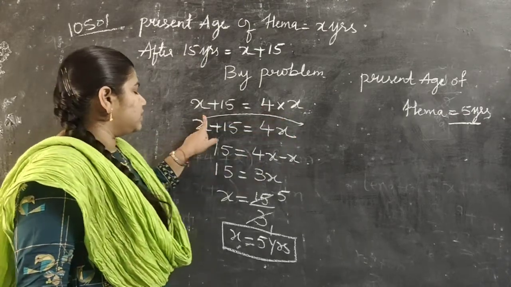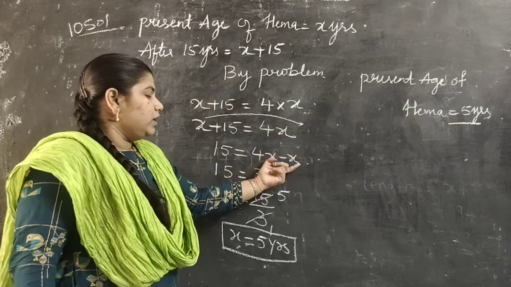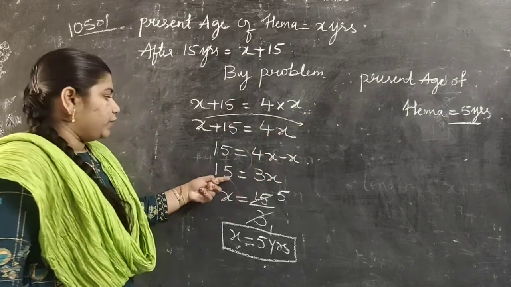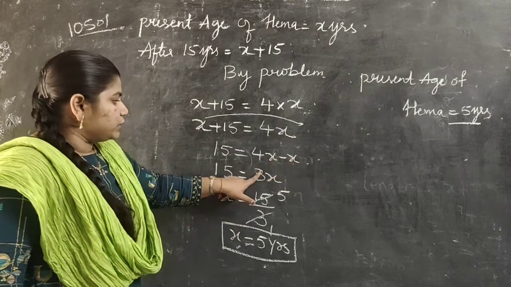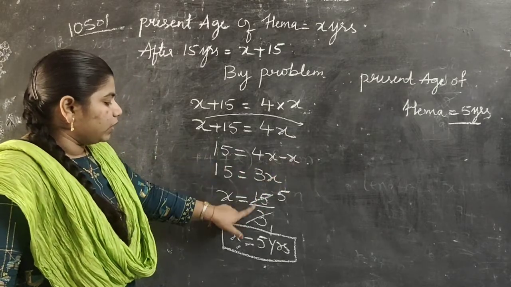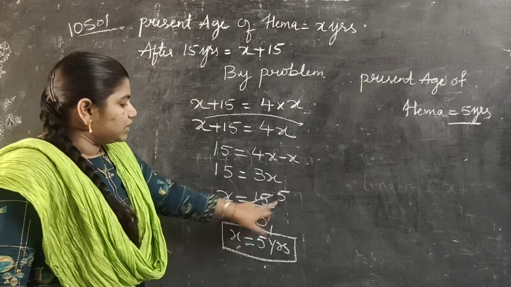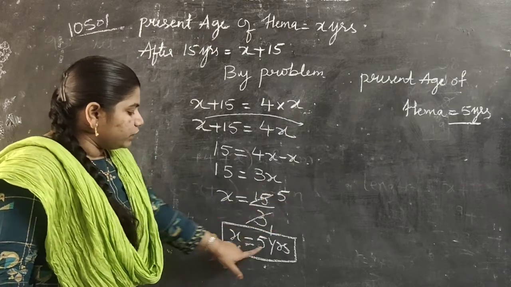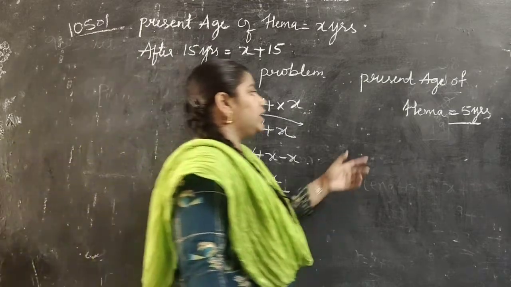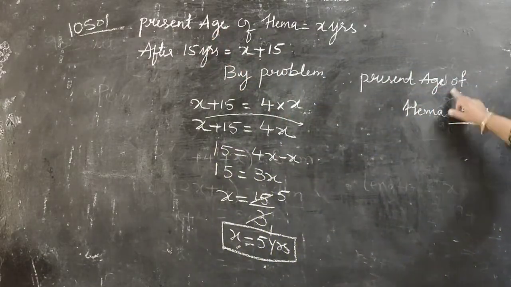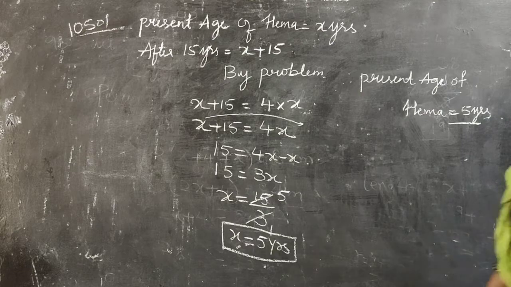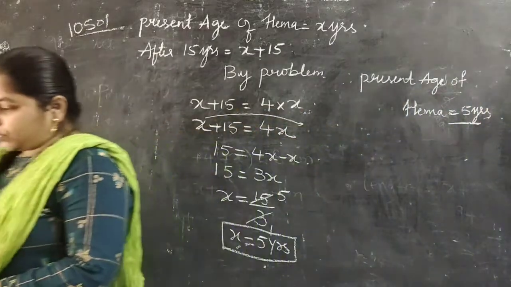I am transposing this plus x to the other side, it will be in the form of minus x. So 15 is equal to 4x minus x, which is 3x. I am transposing this 3 to the other side, that will be converted to division. So 3 ones are 3, 5 threes are 15. So what is the x value? 5 years. X is nothing but the present age. So the present age of Hema is 5 years. So next problem.